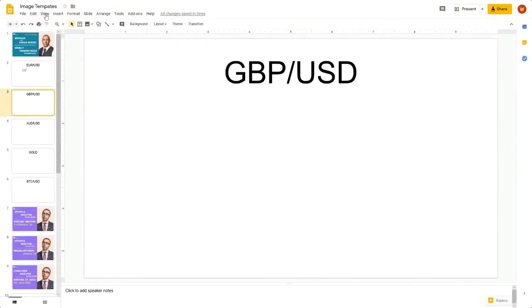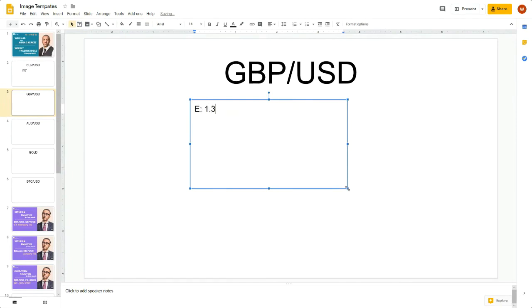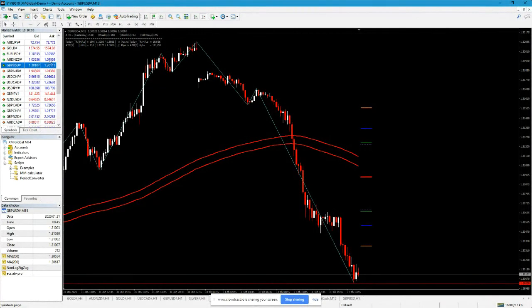So GBP dollar will be entry around 130.35 to 350 to 60. Stop loss is 131.00. Target is 1.2970. Okay, then we move on to the next one.